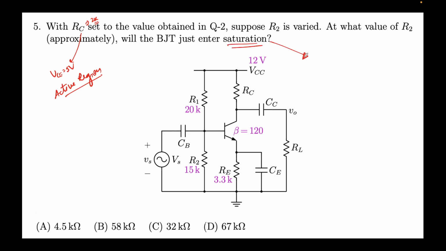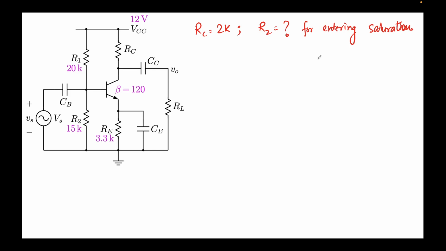Now, just in order to define saturation, if you recall, for that VBE must be forward biased, so that means it should be 0.7 volts, and VCE sat should be equal to 0.2 volts. These are the assumptions, if you recall, that we had seen, the values that we are supposed to follow.